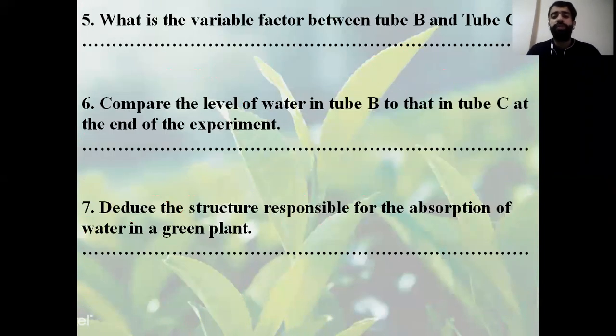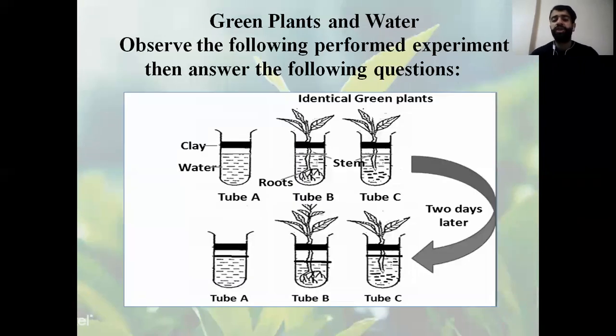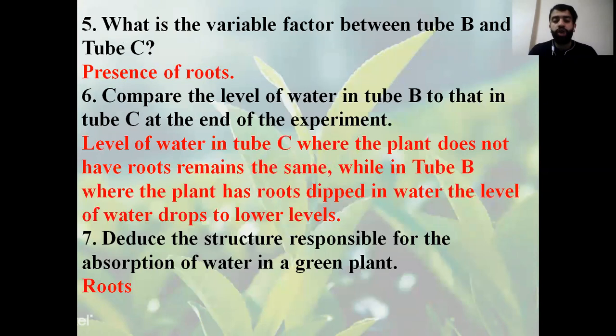Part 6, compare the level of water in tubes B and C at the end of the experiment. In tube B, the level of water drops to a lower level, while in tube C it remains the same. What does this mean? This means that when we have roots, the plant absorbs water. When we don't have roots, the plant does not absorb. Deduce the part of the plant responsible. This means the structure of absorption of water is the roots.